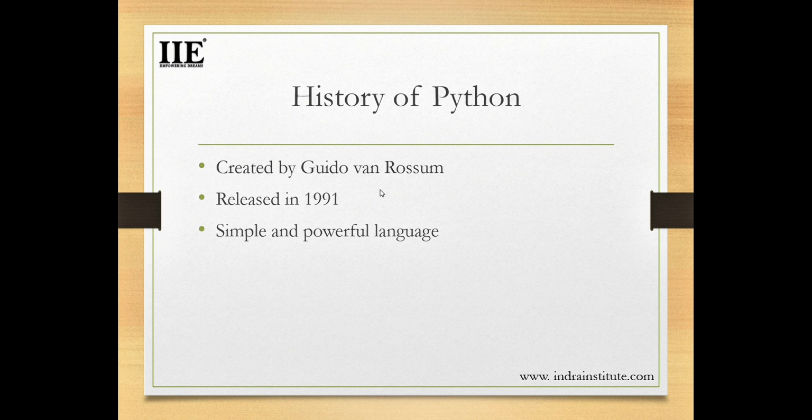Next is the history of Python. Python was created by Guido van Rossum, released in 1991, a simple and powerful language, named after the comedy show Monty Python. The goal was to create a language that is simple, readable, and powerful. Python is designed to make programming easier for everyone. Even beginners can learn Python quickly.